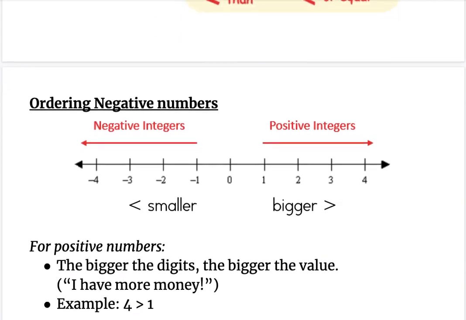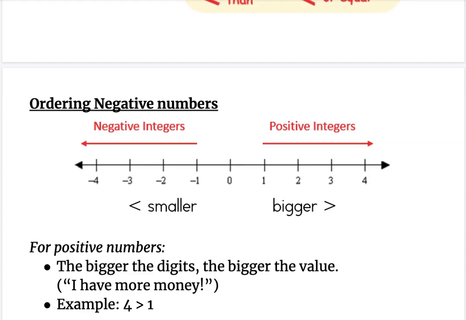For positive numbers, it's normal when you're ordering numbers. The bigger the digits, the bigger the value. So 4 has a bigger digit compared to 1, and they're both positive. So 4 is the bigger number, the bigger value. If I have $4, I have more money than having $1.